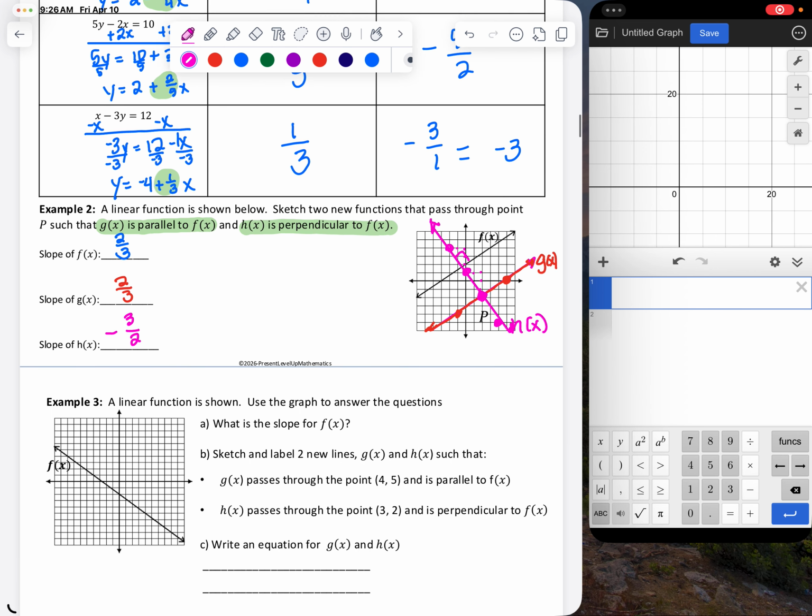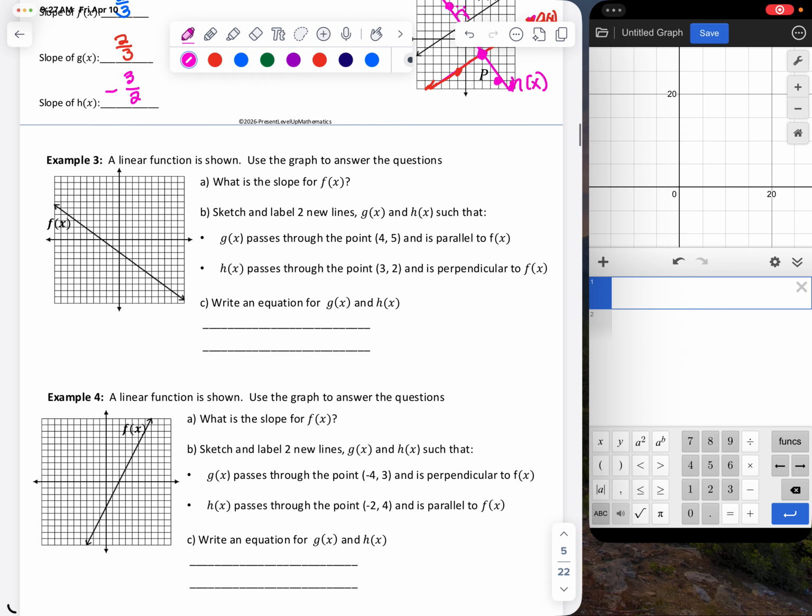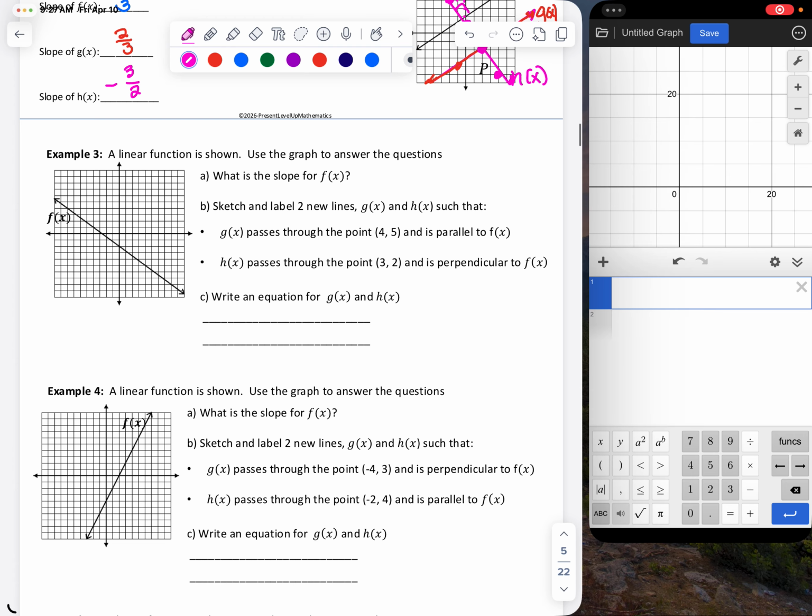All right, example 3. A linear function is shown. Use the graph to answer the questions. So question A says, what is the slope for f of x? In other words, it's just asking you to find the original slope. So I need two friendly points here. Let's use this one, and maybe this one. So start with the bottom, up 3, left 4. So negative 3/4.